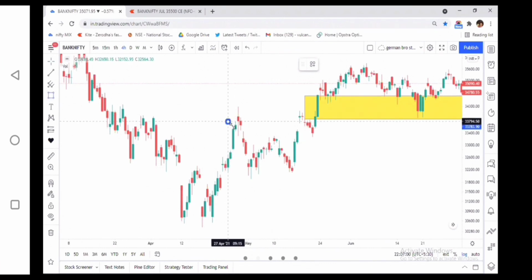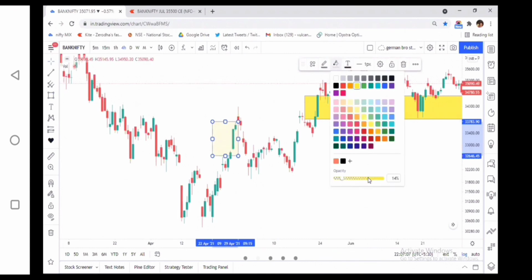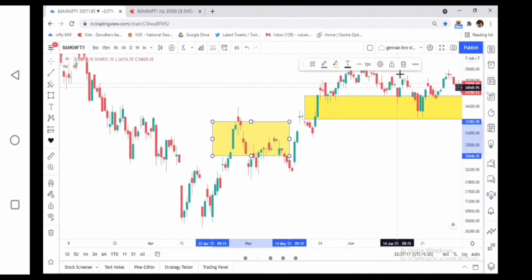This is where I am showing the liquidity void again. Price moves randomly and after that fills them in the form of retracement.